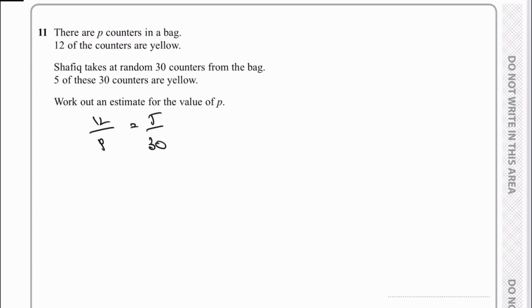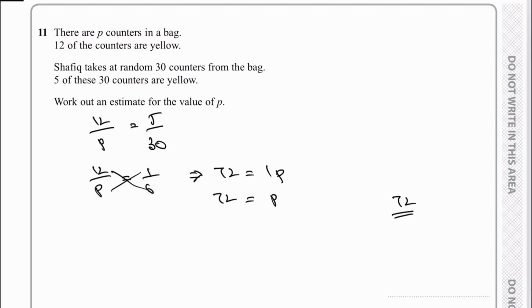And then really it's just a case of finding the value of p. But what I'm going to do, just to make my maths a little bit easier, is reduce that 5 over 30 to 12 over p equals 1 over 6. It just makes my life a lot easier, because then I can cross multiply. So what I actually get is 72 equals 1p, and therefore p must equal 72. So the value of p in this particular case would be 72.